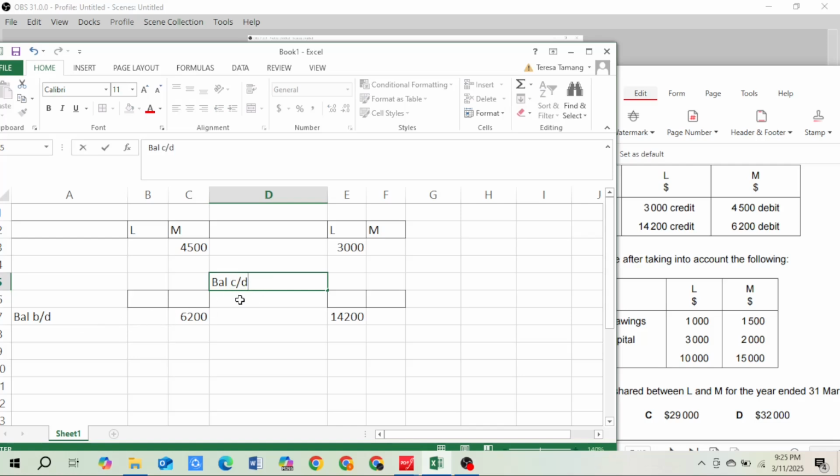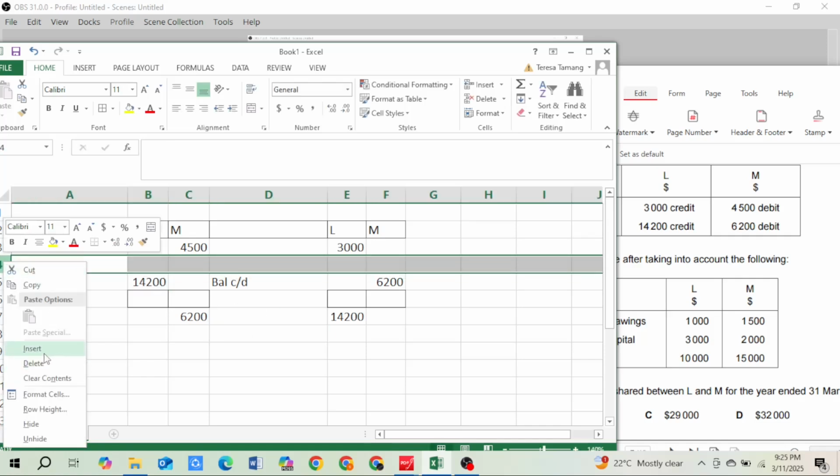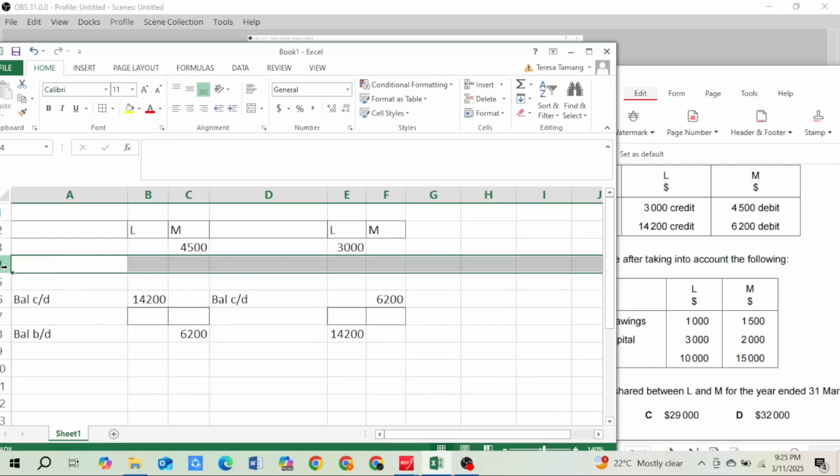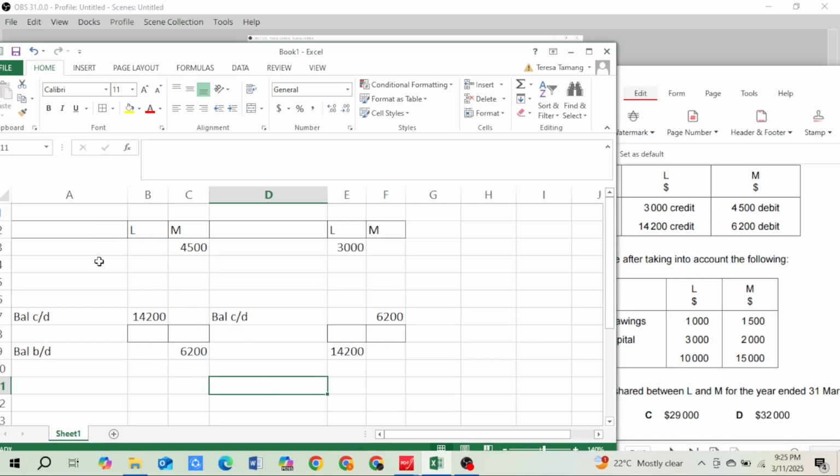So for M, balance CD of 6,200 is here, okay, and for L, balance CD of 14,200 is here. I think this space is not enough, so let me add some more out here. Okay, so this is the beginning of the year, so balance BD.